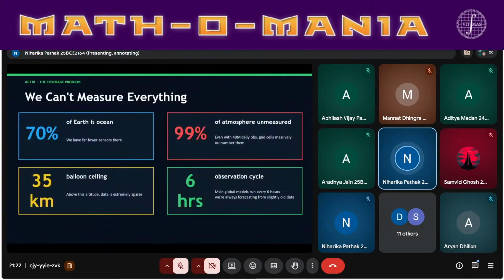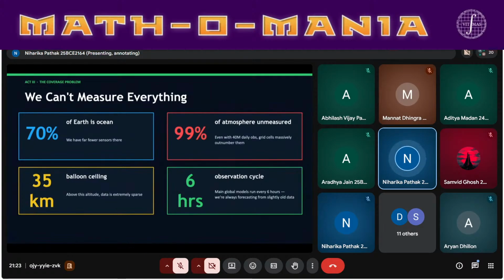But unfortunately, we can't measure everything. So here's the uncomfortable truth. Now, 70% of the Earth is ocean, as we previously know. So we have far fewer sensors there because it's really hard to reach the ocean bed. 99% of the atmosphere remains unmeasured, and grid cells massively outnumber the observations. And our balloons can only go up to 35 kilometers. And above that, the data that we have is very sparse and very few.